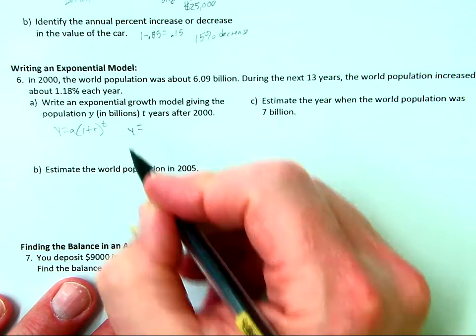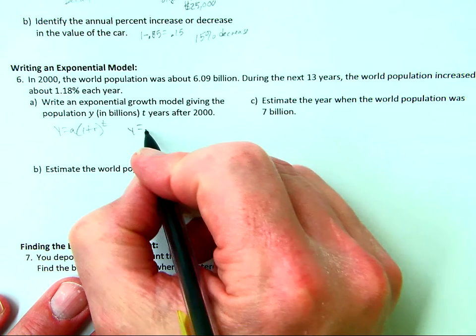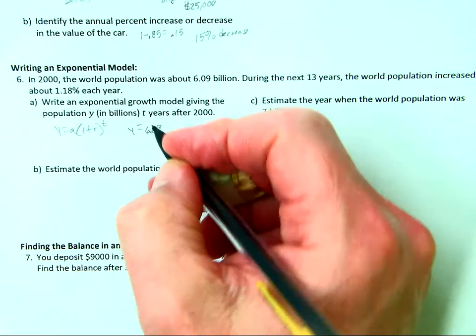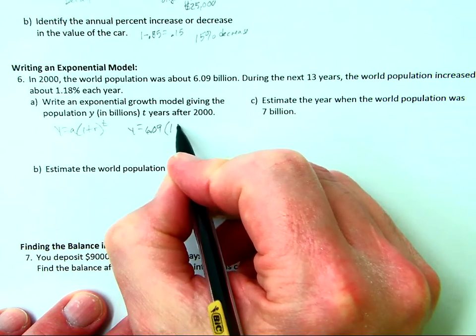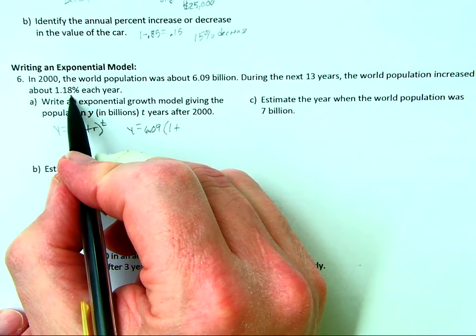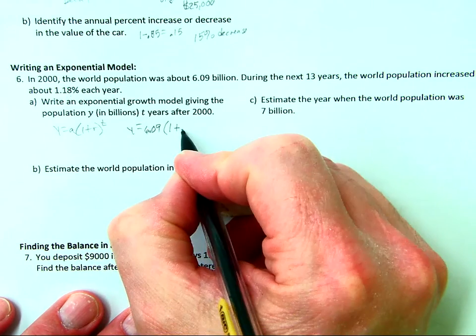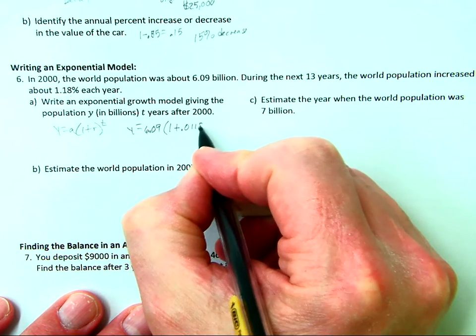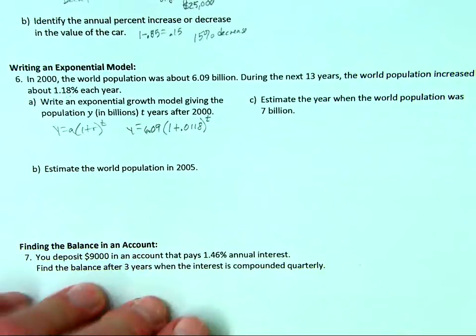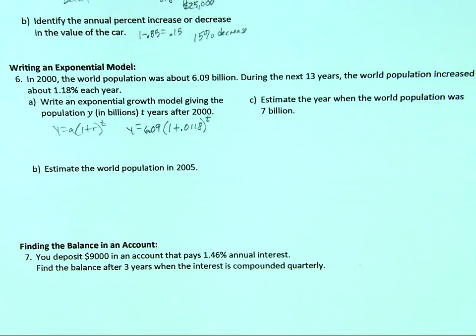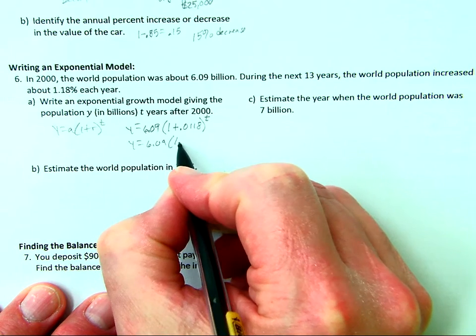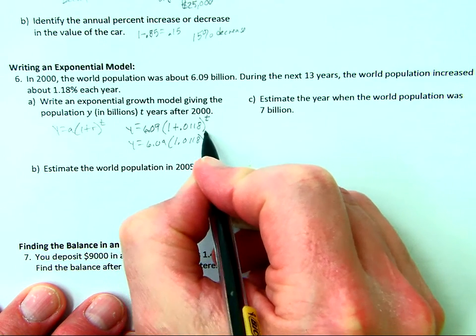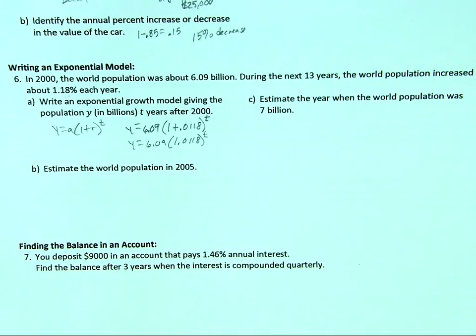So y equals a. Well, a is the initial amount. That's 6.09 billion. I'm going to just leave it as 6.09 and remember that it's in billions when I get done. Now for 1 plus r, that'd be 1 plus, well, our rate of growth is 1.18%. As a decimal, that's 0.0118. And all that's to the t. Now we can combine those inside the parentheses and just make that 1.0118 to the t. There's our equation. It says write an exponential growth model. There it is right there.